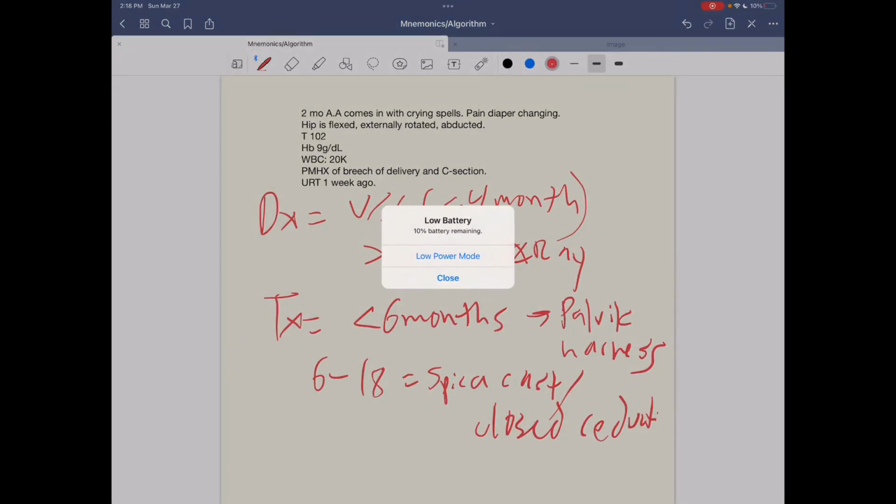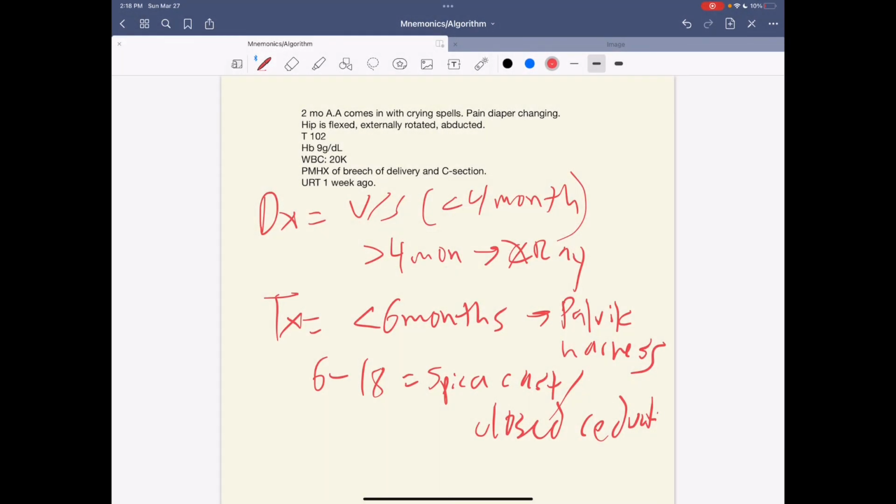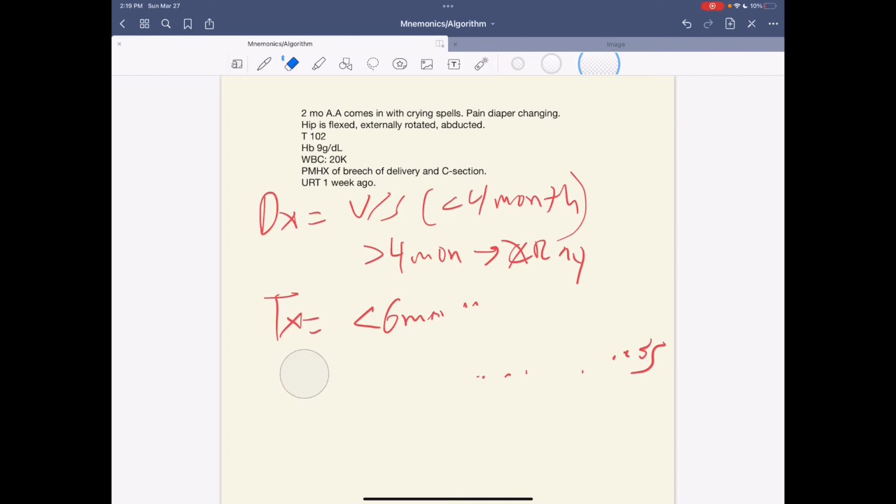Or you can also do a closed reduction, 6 to 18 months. All right, and then if over 18 months or over 24 months, meaning closer to 2 years, you do an open reduction, which is surgery. You have to open it and then reduce it. And then sometimes they like to ask this: after 8 years, it's unfixable. It's permanent after 8 years of life if you don't fix it before then. So that's a little bit about that.